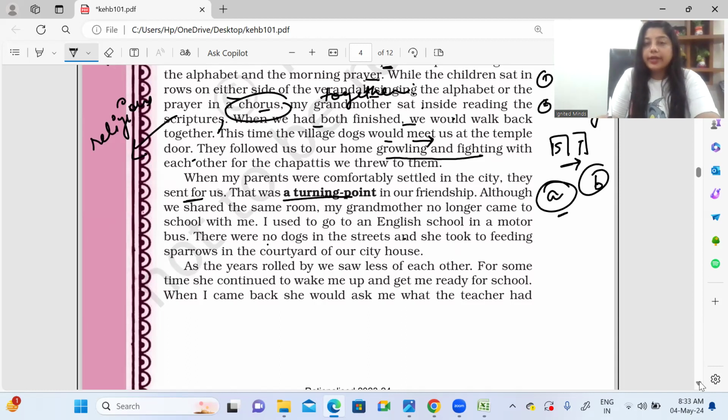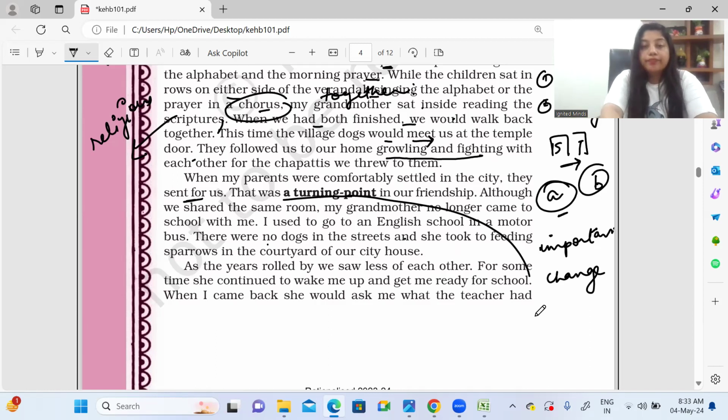That was a turning point. Turning point means a very important change. This turning point is not only a change, but a very important change. And it is going to be of a very different variety.